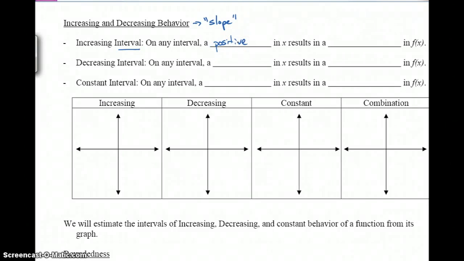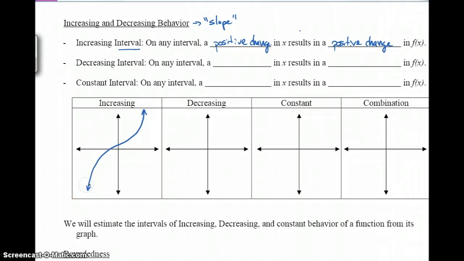so the x is going from, say, 1 to 4, so we're going left to right, that positive change results in a positive change in our f of x. So our graph would be similar to this.